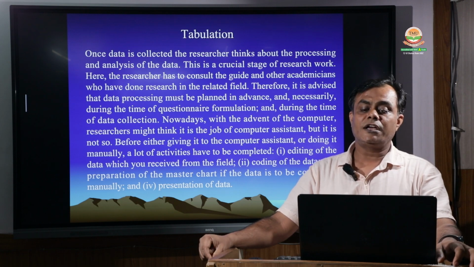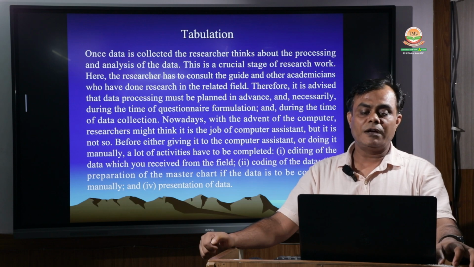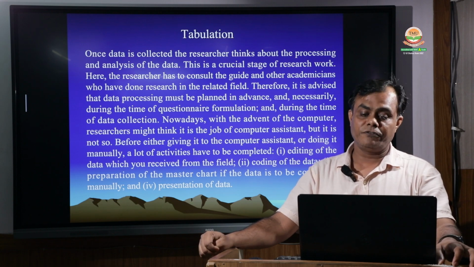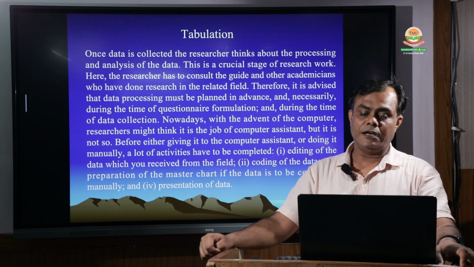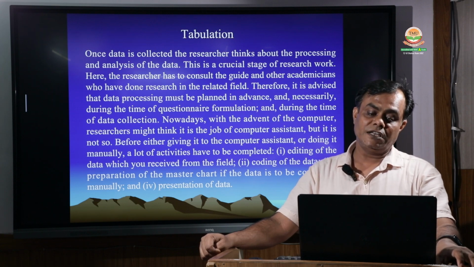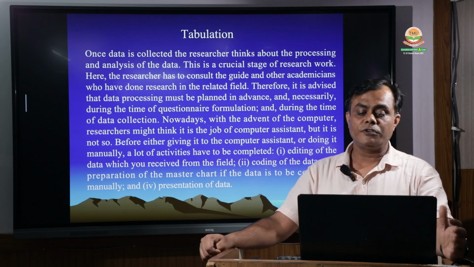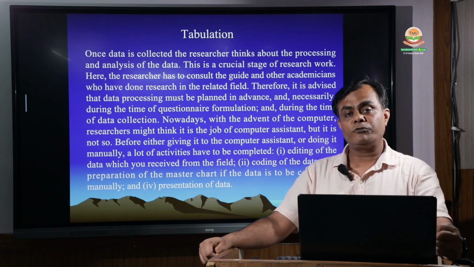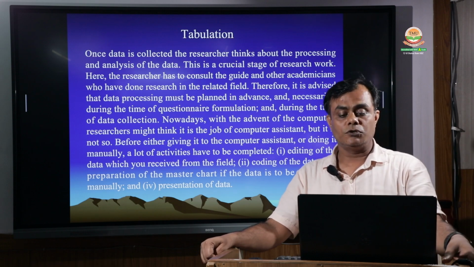Here the researcher has to consult the guides and other academicians who have done research in the related field. Therefore, it is advised that the data processing must be planned in advance, necessarily during the time of the questionnaire formulation and during the time of the data collection. So these are the processes we have to go through before the collection of data.